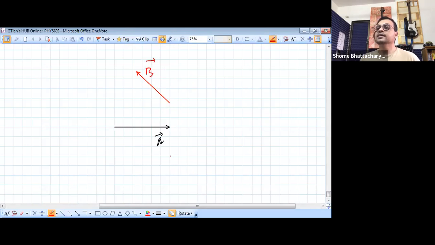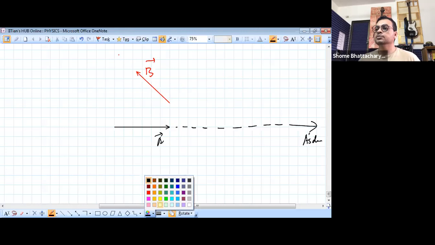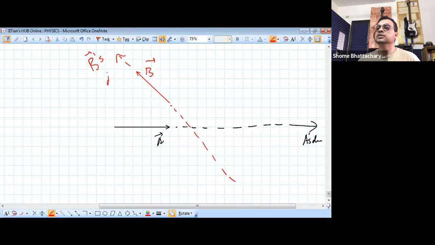Now here also I can tell the angle between the two, but it's a little bit complicated. Kaise karna padega? We'll have to extend A. You see that this is A's direction. Okay. And we'll have to extend the line along which B is acting. We'll have to understand that this is the direction in which B is acting. This is B's direction. So this is A's direction, this is B's direction. So the angle between them is this one.